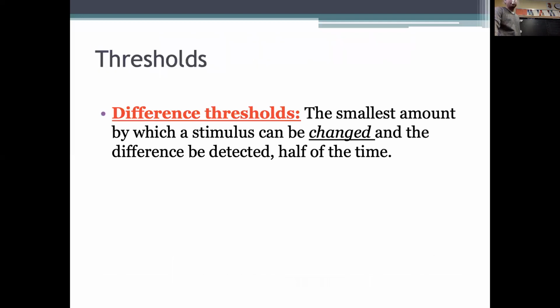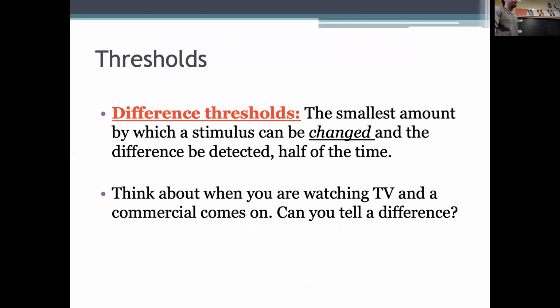So thresholds. Difference threshold is the smallest amount by which a stimulus can be changed and the difference can be detected. We'll talk about certain laws today and how this could be altered and how our difference threshold might be skewed depending on the situation and depending on really what we're trying to perceive at the moment. So difference threshold is that certain change of a stimulus after a while. Sensory adaptation, again, is just how we adapt to a stimulus after a while.